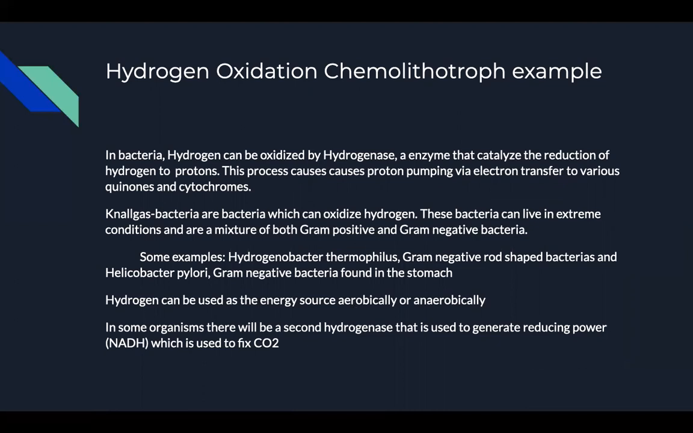One is hydrogen oxidation. In bacteria, hydrogen can be oxidized by hydrogenase, which is just an enzyme that catalyzes the oxidation of hydrogen to protons. This process causes proton pumping via electron transfer to various quinones and cytochromes. So they have these bacteria which can oxidize hydrogen. These bacteria can live in extreme conditions and are a mixture of both gram-positive and gram-negative bacteria. Some examples are Hydrogenobacter thermophilus, which are gram-negative rod-shaped bacteria, and Helicobacter pylori, also gram-negative bacteria that is found in the stomach. It's very abundant in the stomach.